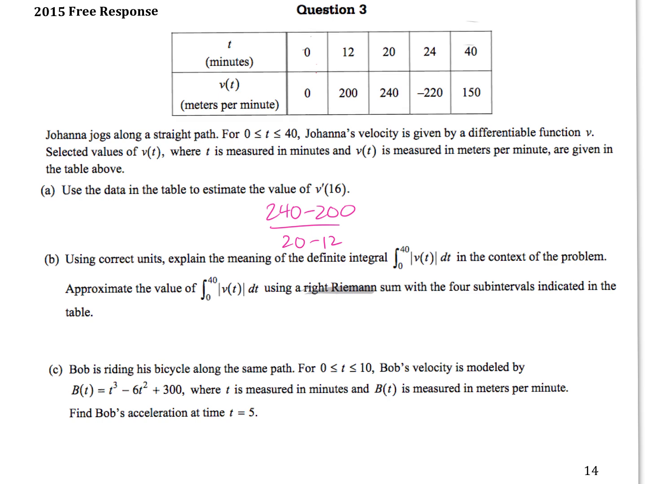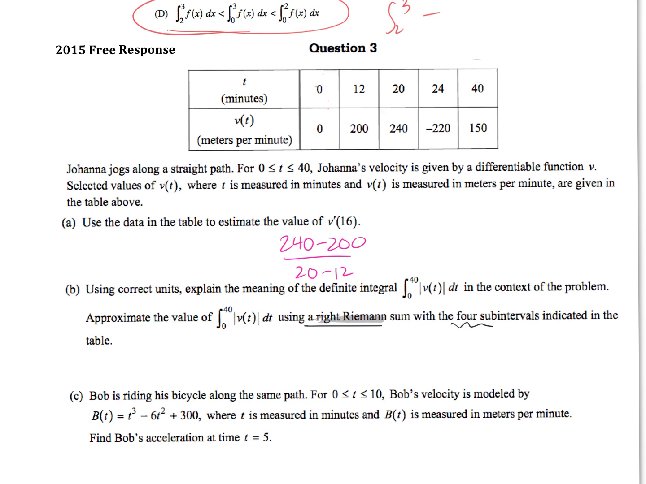Okay, so let's practice a right Riemann sum. This is a good reminder from earlier this week. A right Riemann sum, it says with 4 subintervals. That just means 4 rectangles. A Riemann sum is base times height. Sorry, the area of a rectangle is base times height. What's my first base? 12.